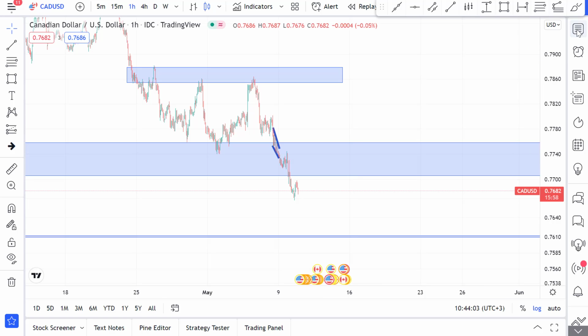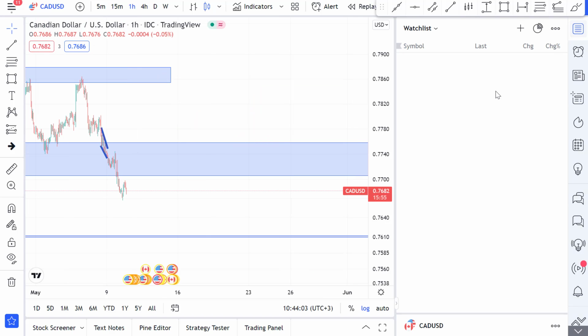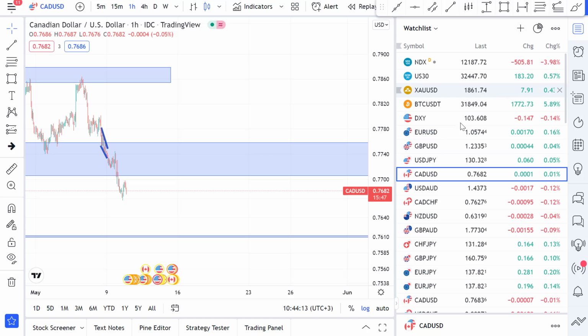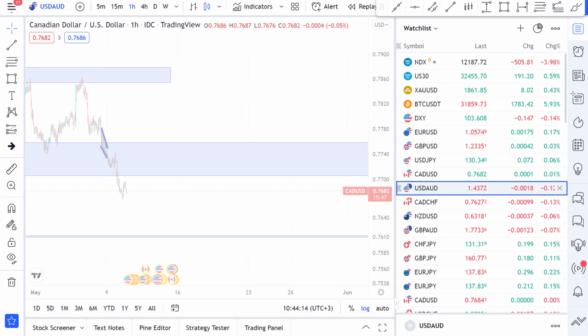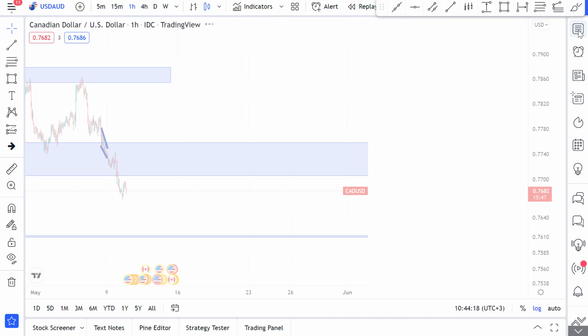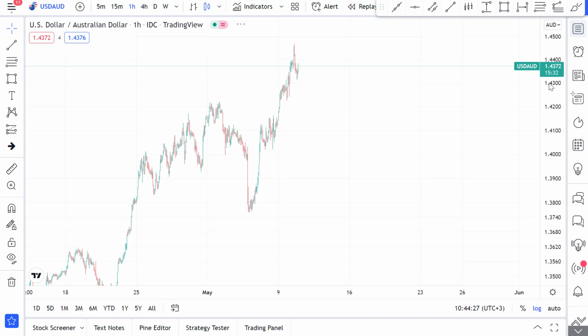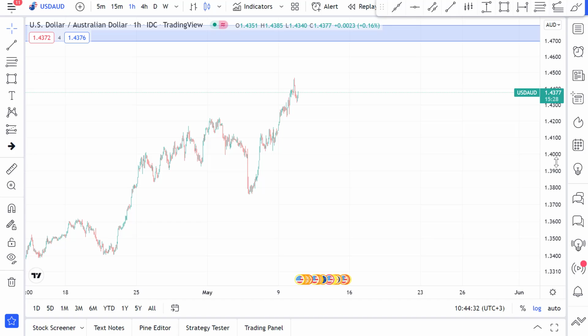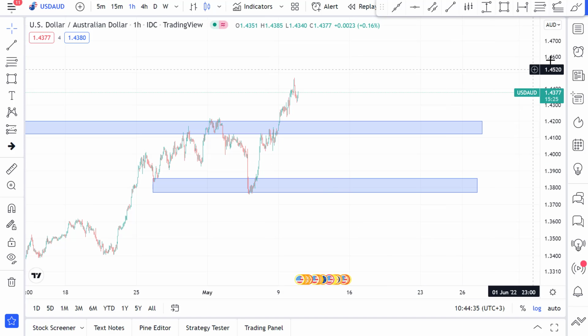And for the Australian dollar, or they say the Aussie dollar, the Australian dollar in comparison with the US dollar didn't have a good day yesterday. So we can see that the Australian dollar got weaker and the United States dollar stronger.